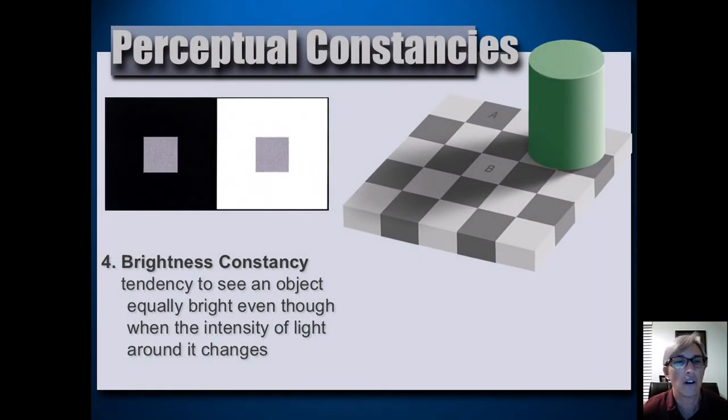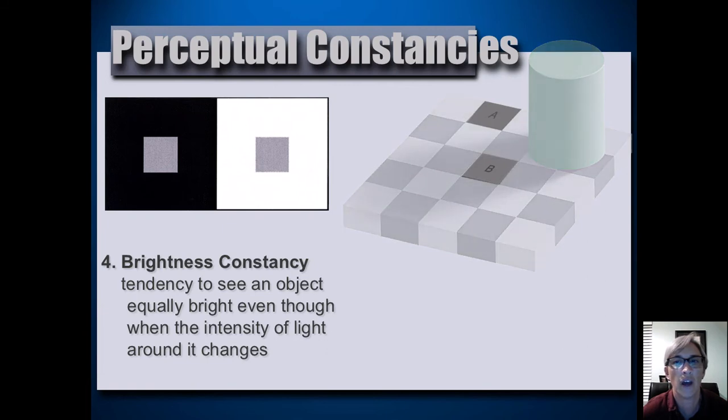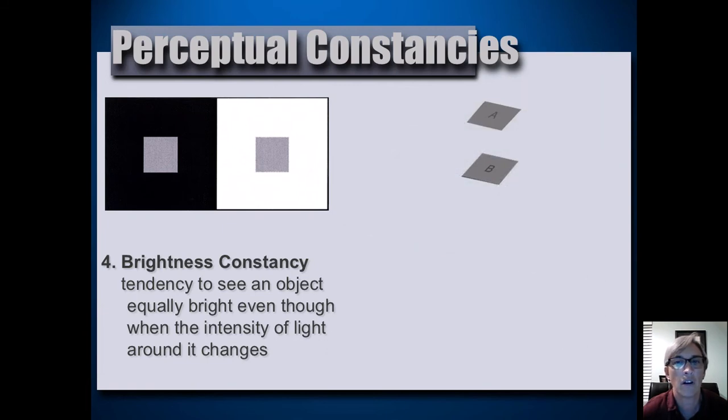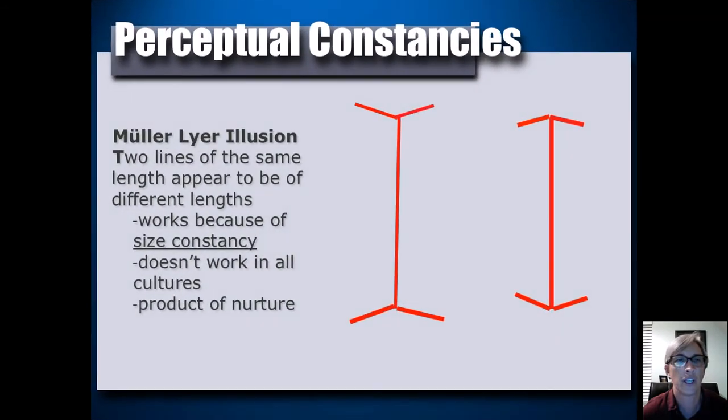And brightness constancy. This is the tendency to see an object equally bright even though the intensity of light around it changes. So check out the letters A and B on that little dot thing there. We take the green thing away, and A and B are actually the same color. So the intensity of the light around it changes, and we see that they're actually the same.